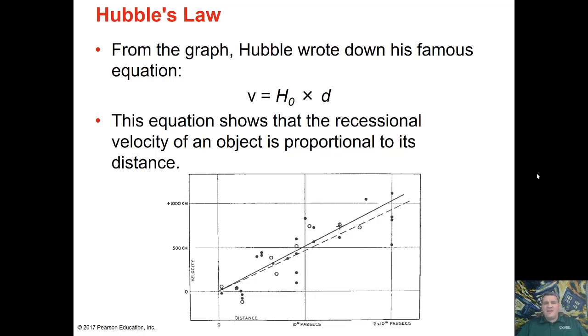So from this, we can get what's known as Hubble's law. The velocity that it's traveling away from us is equal to Hubble's constant, which is the slope of this line, times its distance. So we can see the farther away the galaxy is, the faster it's moving away from us, and therefore the more redshifted it's going to be.